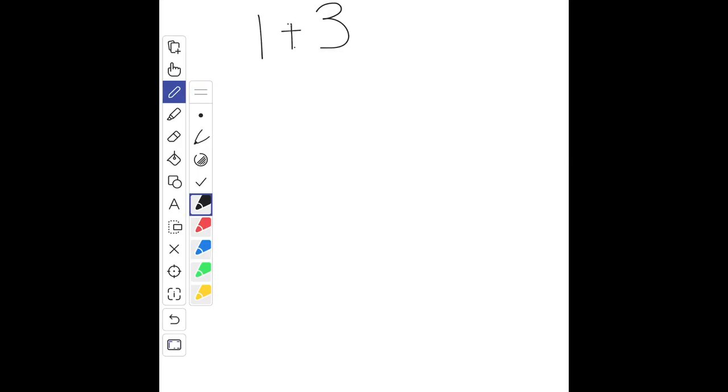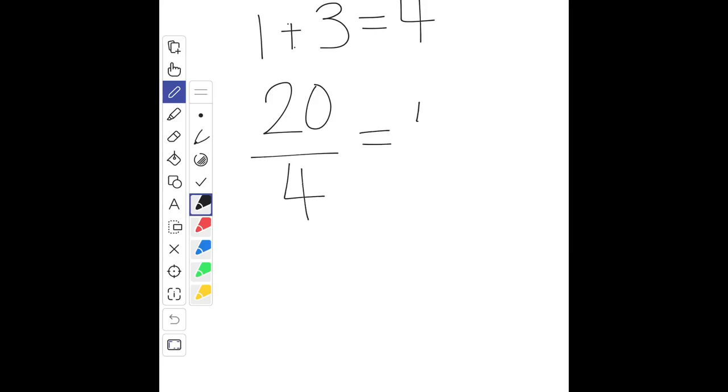So if we do 1 plus 3, this gives us 4. So we know that the 20 litres of mixed squash is made up of 4 parts. So to find out how much 1 part is of 20 litres, we need to divide 20 by 4. So if we do 20 divided by 4, this will give us 5. So now we know what 1 part is, 5.